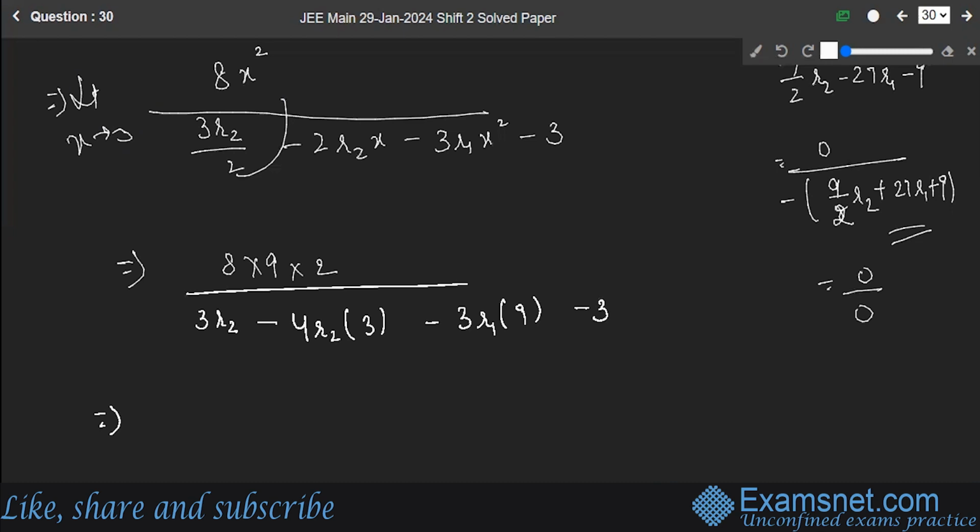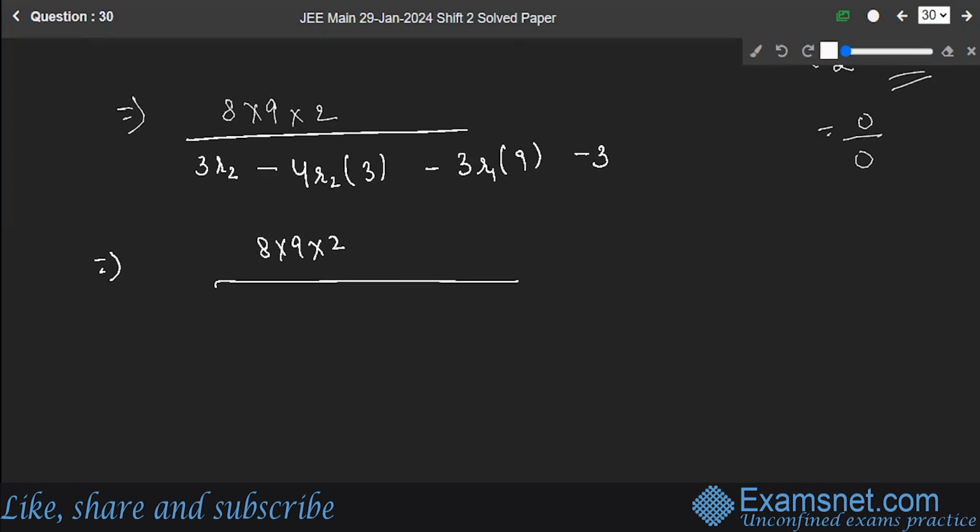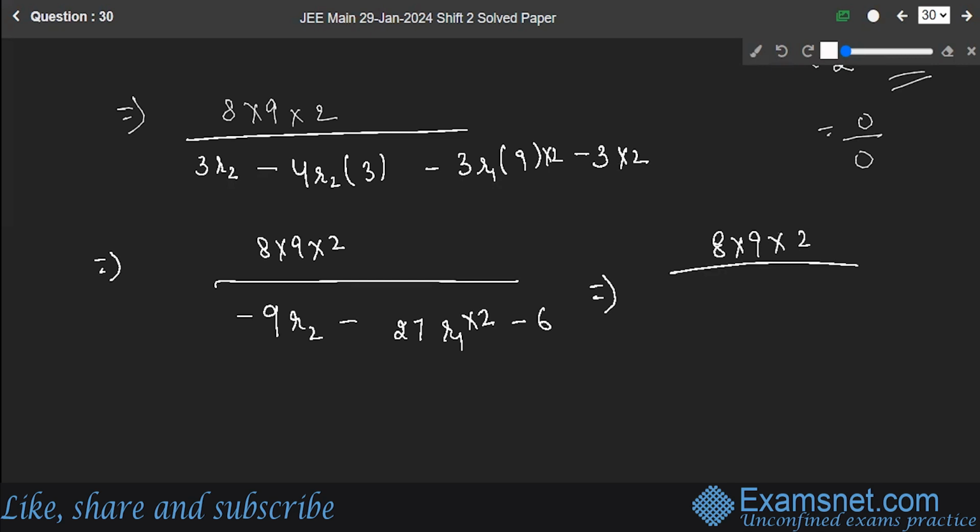So this will give me 8 into 9 into 2. Let's keep it like this only because I'll be using that to do the calculations. And over here this will be 12 minus 9√2 minus 27√1. Here it was supposed to be multiplied by 2, right? So this will be multiplied by 2 and minus 6. You have 8, 9 and 2 divided by minus 9√2 minus 54√1 minus 6.